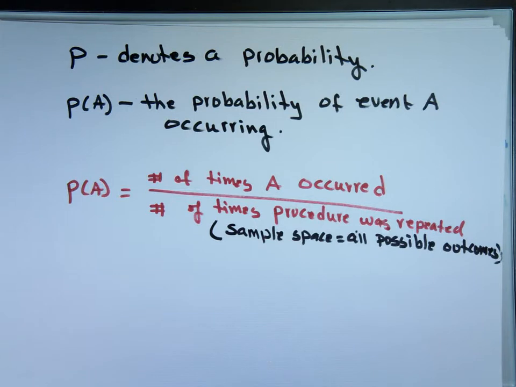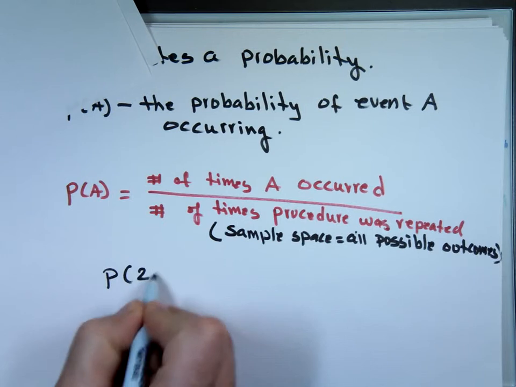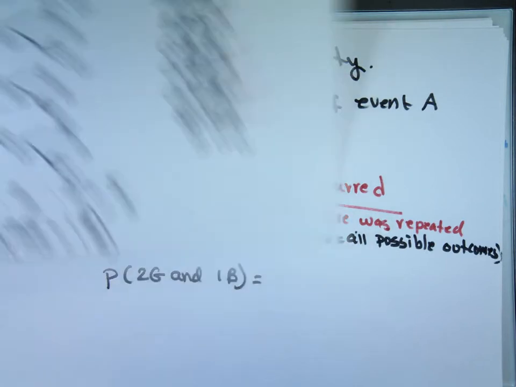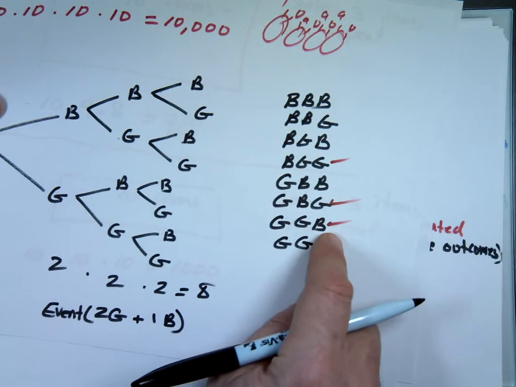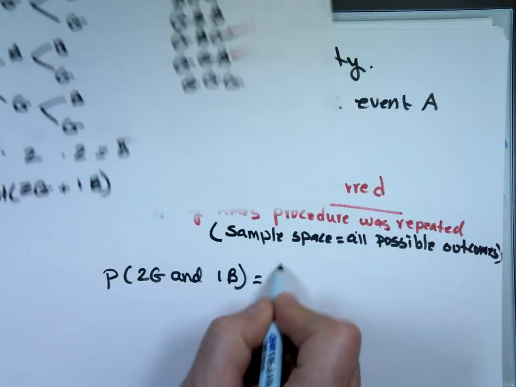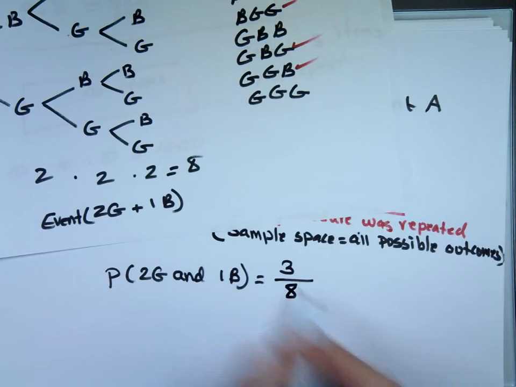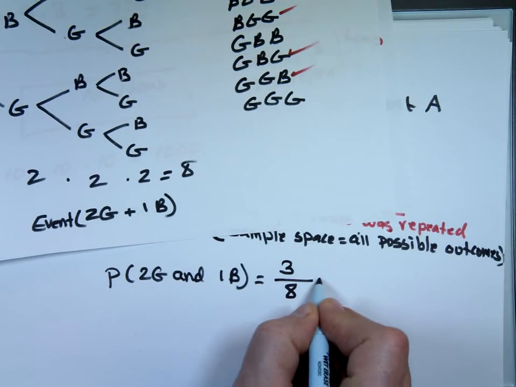Now let's go back to that 3 births here, having 3 kids. If I said to you, what is the probability of having 2 girls and 1 boy? Let's look and see how many times that event happened. 2 girls and 1 boy. See them? 3 cases, right? Divided by what? What's all possible outcomes? 8. 3 over 8. Is that 37.5? I think it's 37.5.